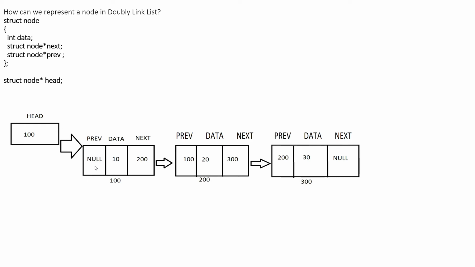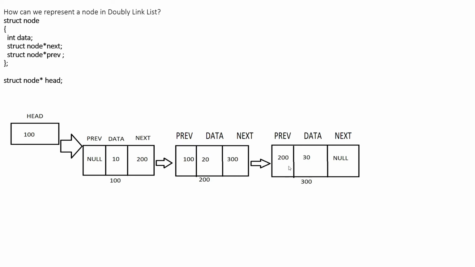For better explanation, let me take the example of the second node of this list. In the second node, we observe that the next of the second node has the address of the third node, that is 300. Therefore, this connects the second node and the third node. But what about the first and the second node connection? This can also be done easily by storing the address of the first node in the previous of the second node, that is 100.